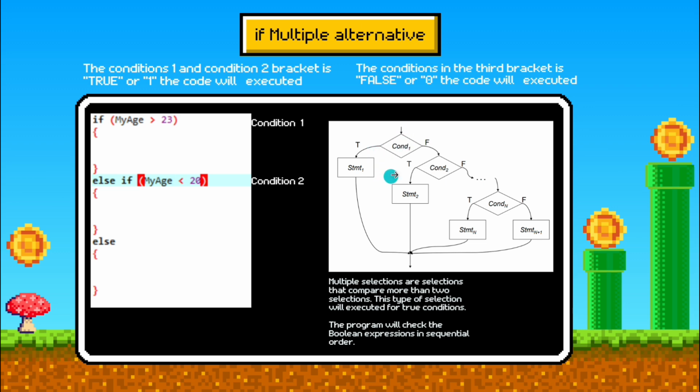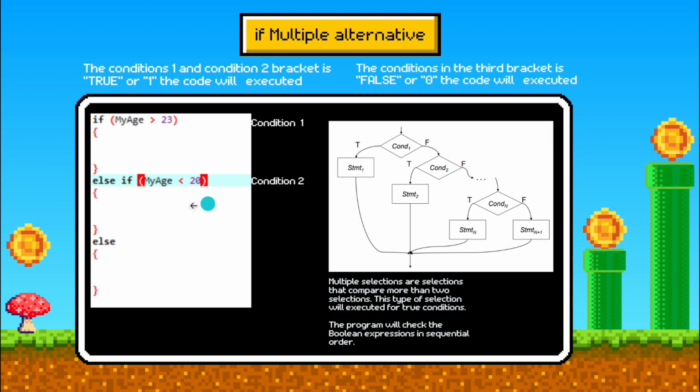So go to the condition 1. If my age is bigger than 23, if the input is true, we'll go to statement 1. If the statement is false, we'll go to the condition 2.